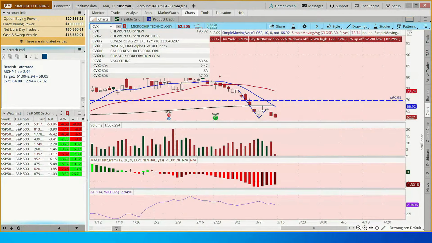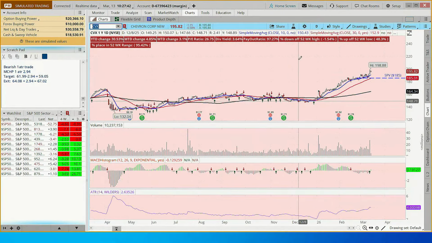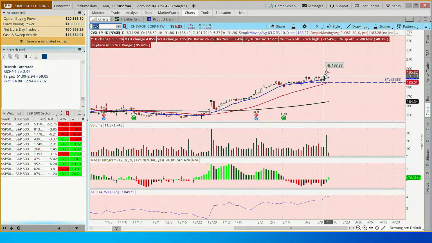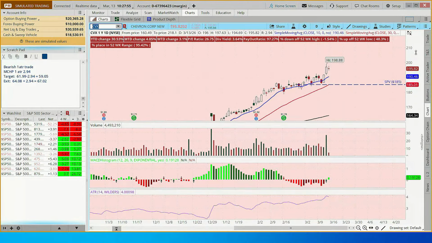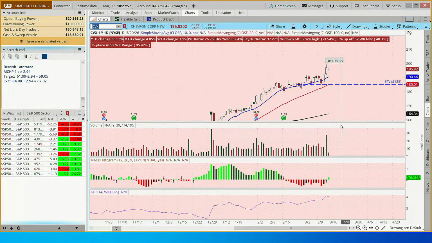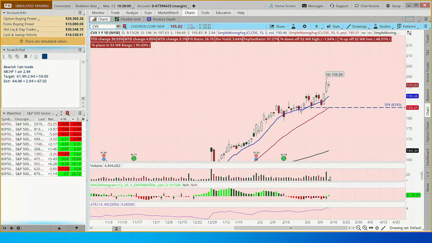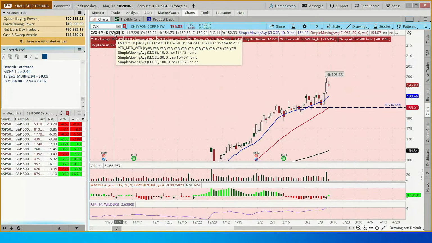So CVX, we've got a doji pattern here. It hit a new high yesterday. If I'm looking for examples for bearish opportunities, might this be one? I'd say no, for two reasons. Why is that? Well, look at the uptrend. This stock is up 30% year to date.